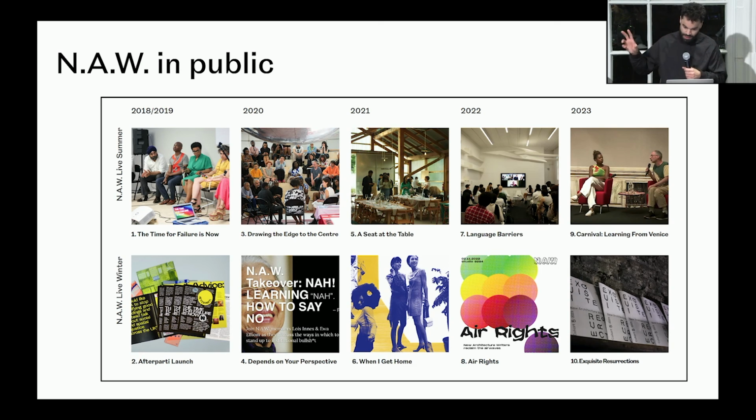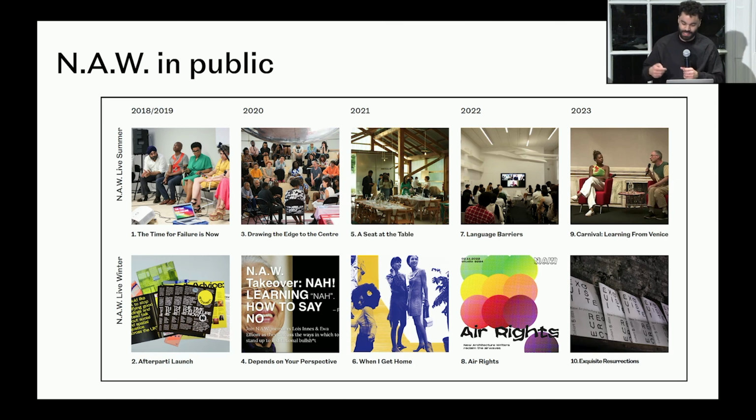And so what we see here across these 10 events that we've now hosted is an attempt each time to give the members a chance to think collaboratively. So the bottom set, what's called NAW Live Winter, is where each of the cohorts have collectively thought about their own project. And this has often been an attempt to think about collective writing. So recently, I know the House of Annetta was mentioned earlier. Well, we were there not too long ago with Exquisite Resurrections.